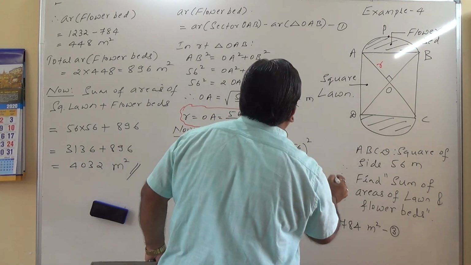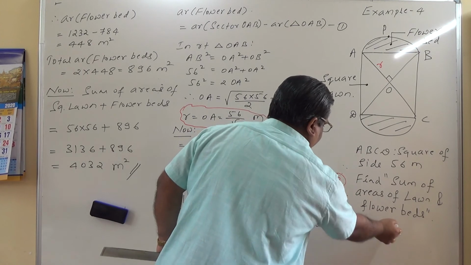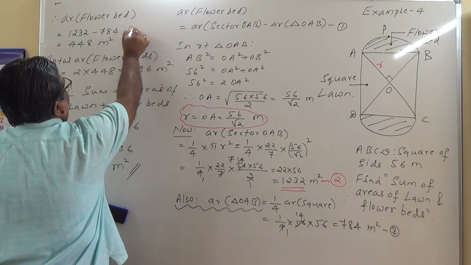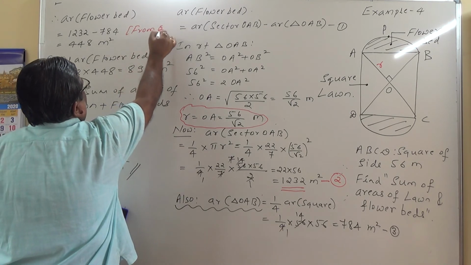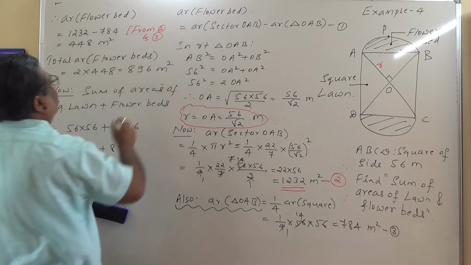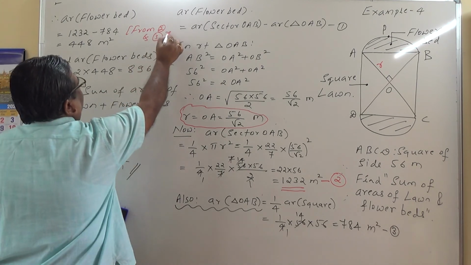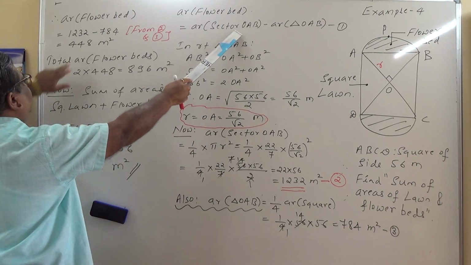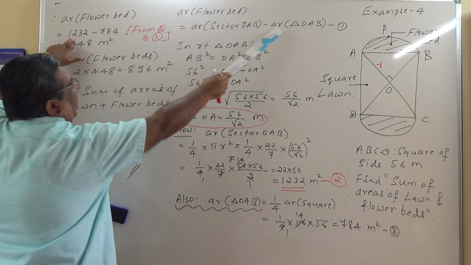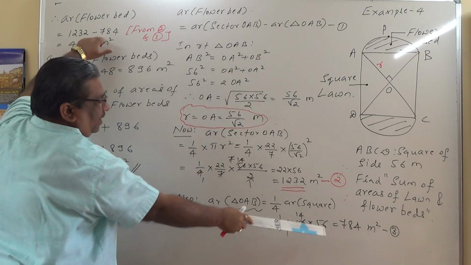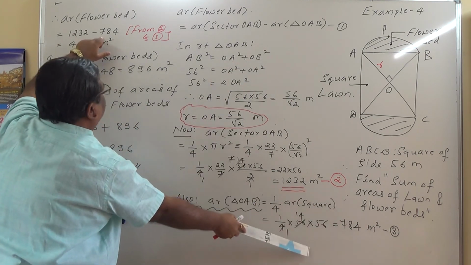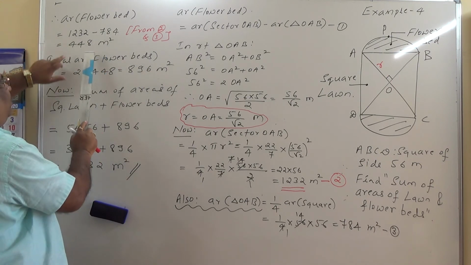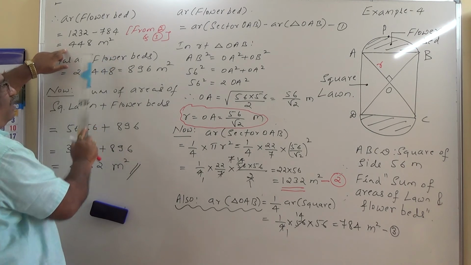So this is 2 here, and this is 3. So for this one from 2 and 3, what is this? Area of the flower bed according to this equation, area of the sector is 1232 minus area of the triangle OAB 784. Here it is 784. So from 2 and 3 I have substituted the values for area of the sector and area of the triangle. Finally I got area of the flower bed as 448 square meters.